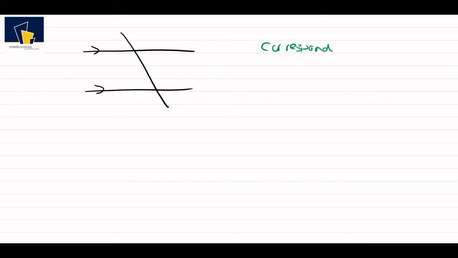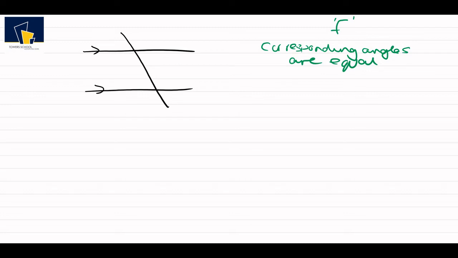So let's have a look at corresponding angles this time around. We've still got parallel lines. Corresponding angles are also equal, and they make an F shape.